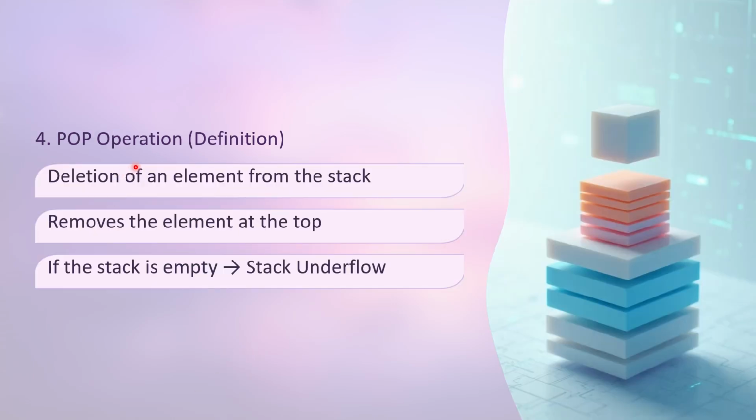Now we'll see the definition of pop operation. Pop refers to the deletion of an element from the stack. It removes the element from the top of the stack. And if the stack is empty, then the condition is known as stack underflow.